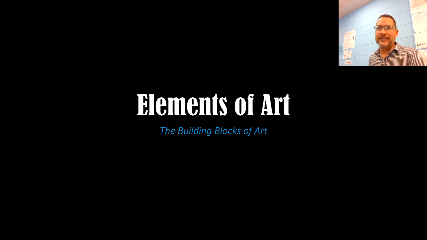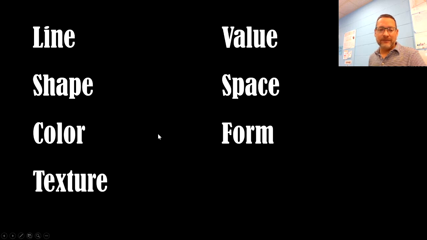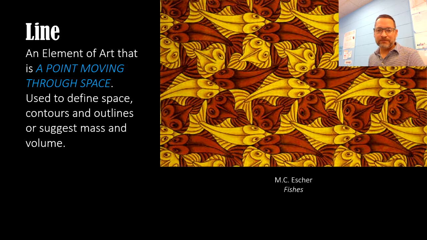But what I tell my students every year is the more you understand about these elements, the better you can use them. And that's the purpose, is to use them. So the 7 elements of art are line, shape, color, texture, value, space, and form. So again, we're going to talk about line today.